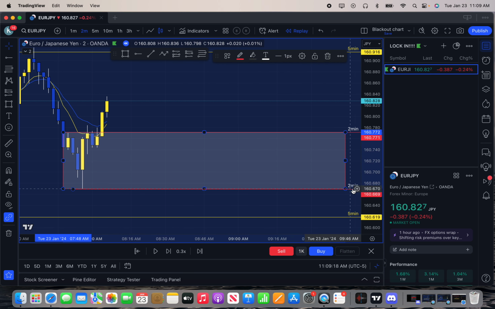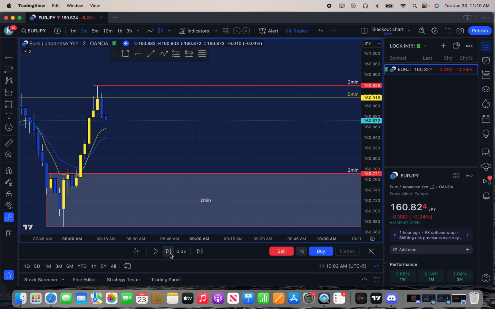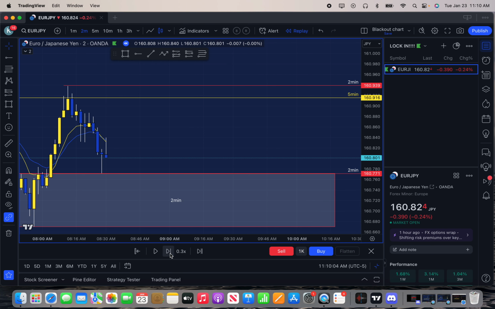So at this point, we are just waiting for a test off of the 2 minute zone, and we are in there. Do we get it? No. Again, price got really, really close, but it didn't wick inside of it. Again, I like to see price at least get into it some. So we're waiting for an actual test.